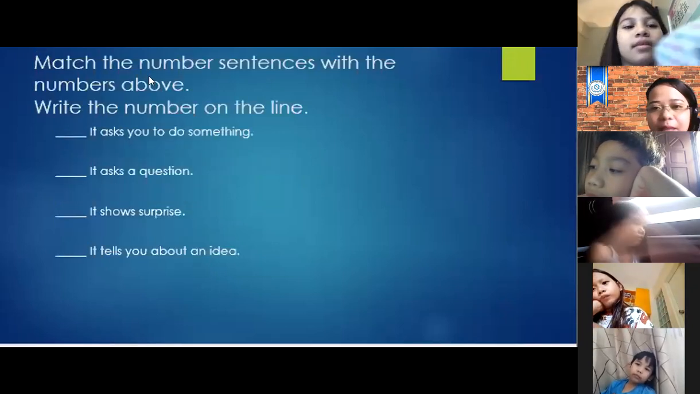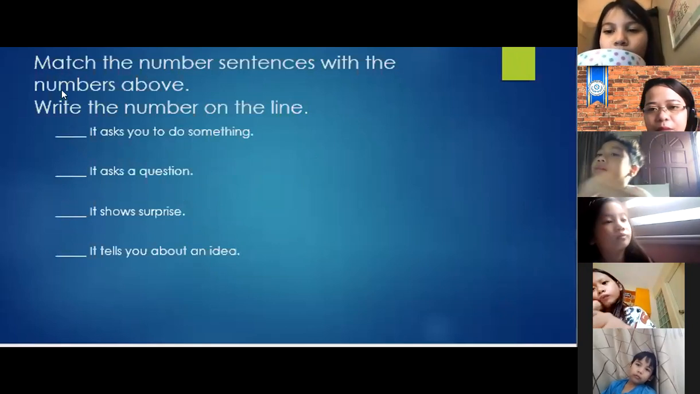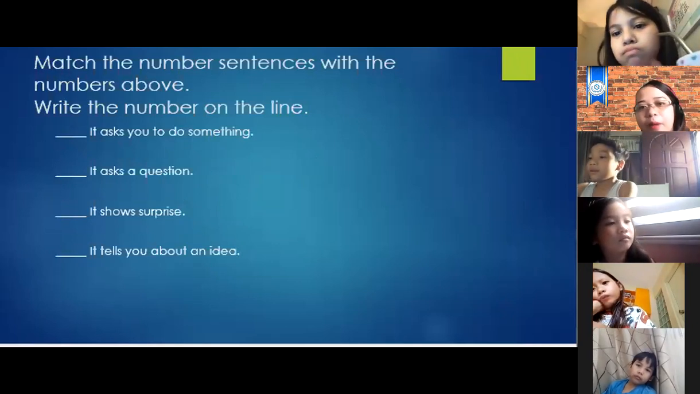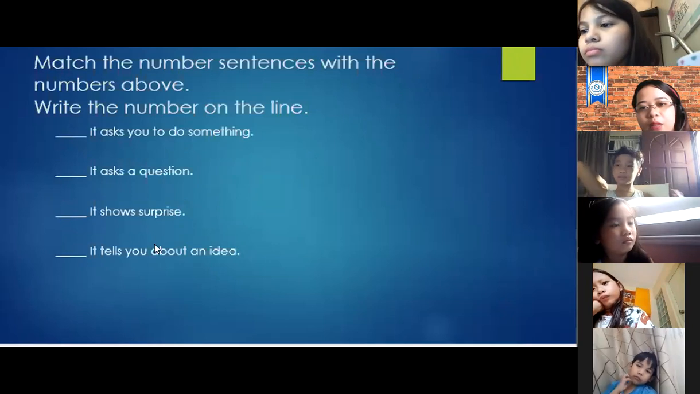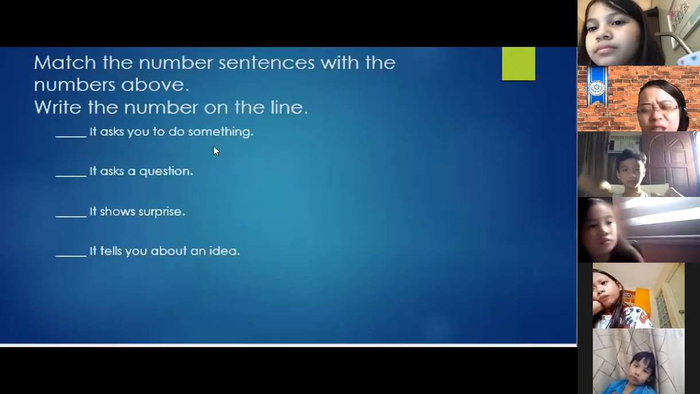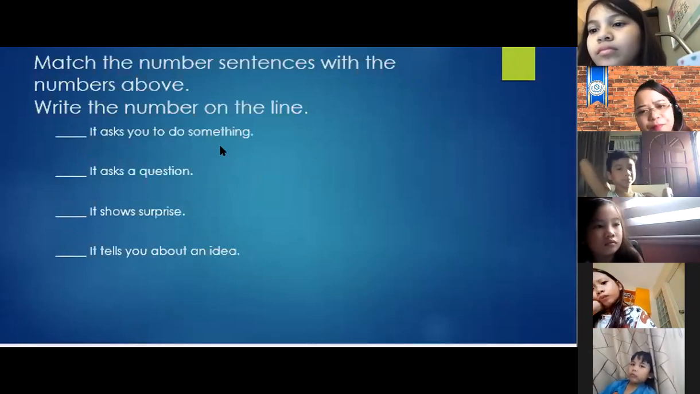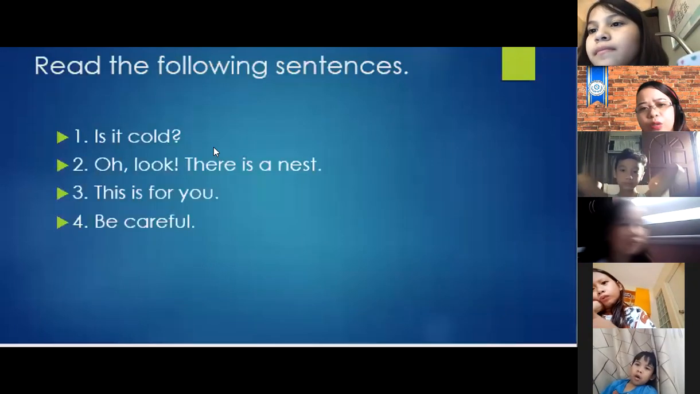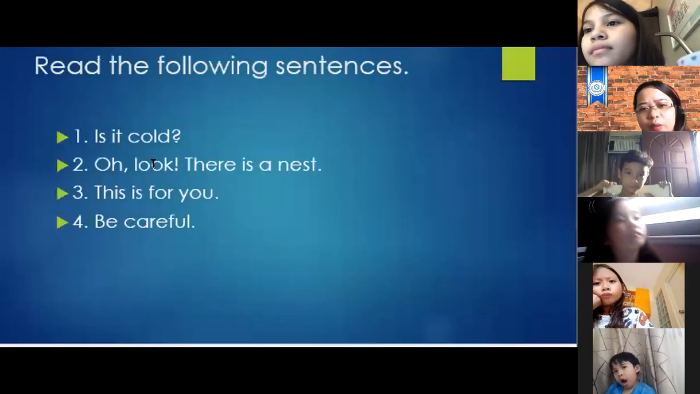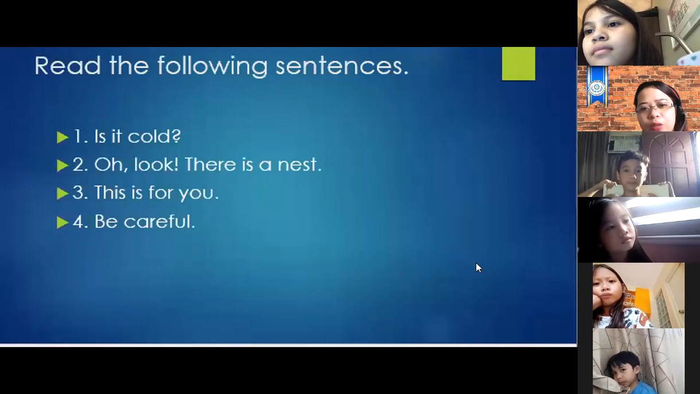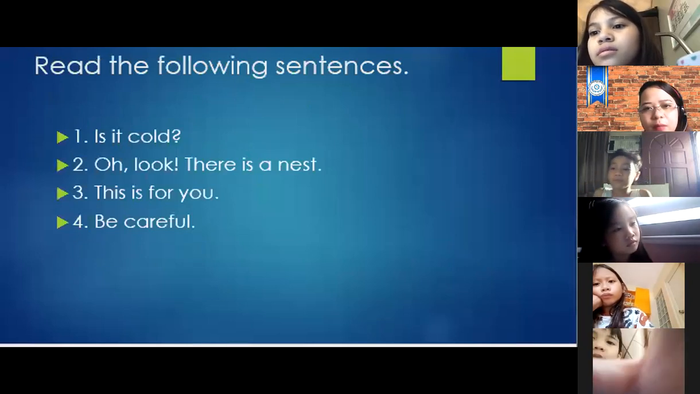Now let's go over. Let's match the sentences with the numbers above. So let's write the number on the line. It asks you to do something. So what number is it?